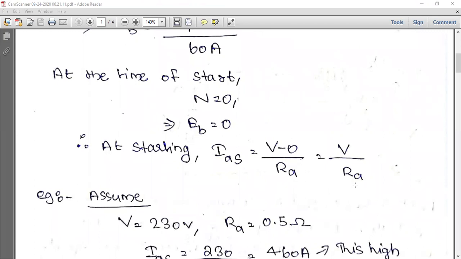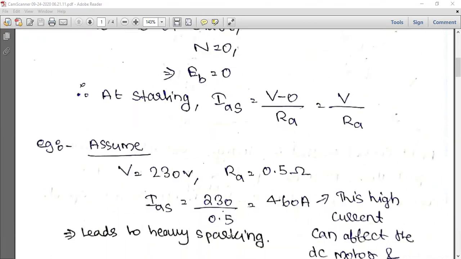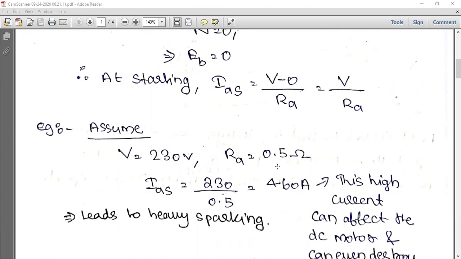So let's assume that the voltage, of course, you know, will be 230. Then the armature resistance will be a very low value, like 0.5 ohm. Usually we represent that in per unit, but since you are not familiar with the per unit system, let's consider it in ohm also. So Ra will be 0.5 ohm. Then Ias, the starting current, will be 230 by 0.5, which is 460 ampere. So you see, at the time of starting, the armature current is going dangerously high, up to 460 amperes.